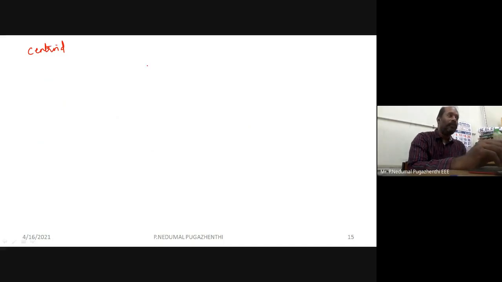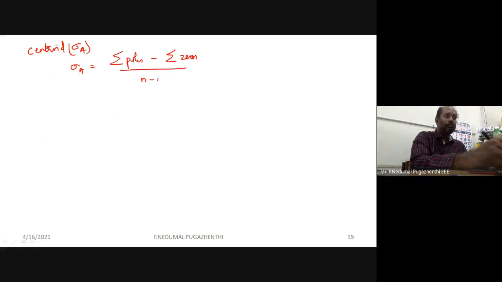So we should find the point which is denoted as sigma A, the centroid, which is equal to the sum of poles minus the sum of zeros, divided by the number of poles minus the number of zeros. What are the poles? 0, minus 2, minus 4.